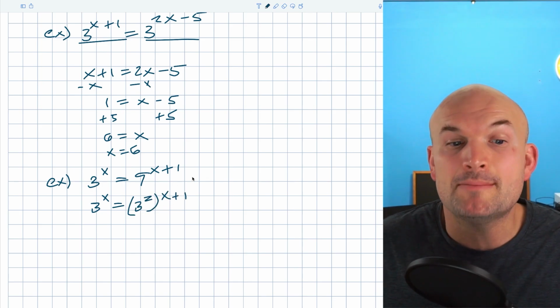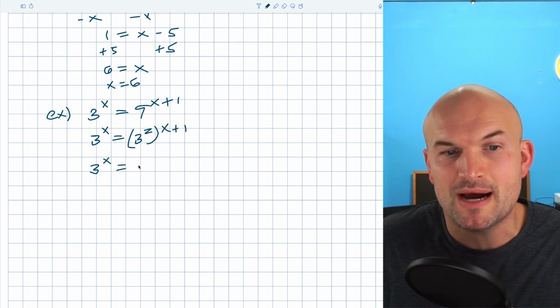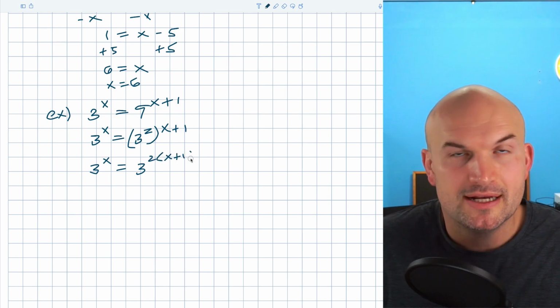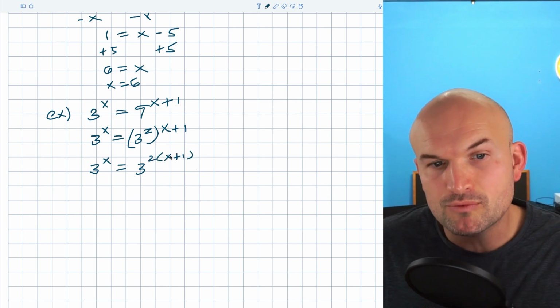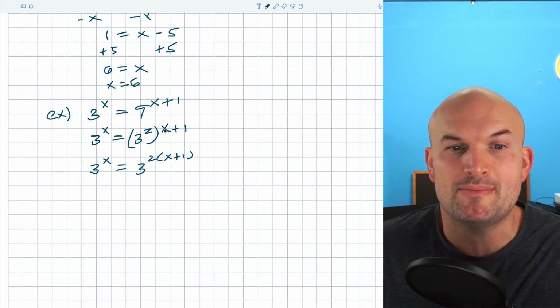Now, remember, using the power rule of exponents, I can now go ahead and rewrite this as a product of my two powers. So 3 raised to the 2 times x plus 1. Now, notice the little trickery I did here. I rewrote this using parentheses because the 2 is not being multiplied by x. The 2 is being multiplied by the x plus 1.